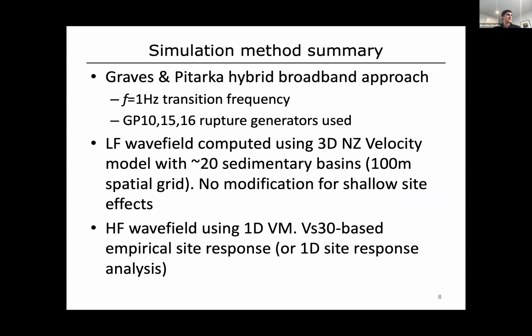Just the one slide on the methodology that I'll be showing results for in the subsequent slides. We were using the Graves and Pitarka hybrid methodology with a 1 Hz transition frequency, and various different rupture generators. The low frequency wave field in the 3D calculation was using a 3D velocity model with approximately 20 sedimentary basins throughout New Zealand at a 100 meter spatial grid, with no modification for shallow nonlinear site effects. The high frequency portion of the ground motion was using a 1D velocity model with the conventional assumptions in that simplified physics-based approach, and then a VS30-based empirical site response to account for soil conditions and potentially nonlinear response.